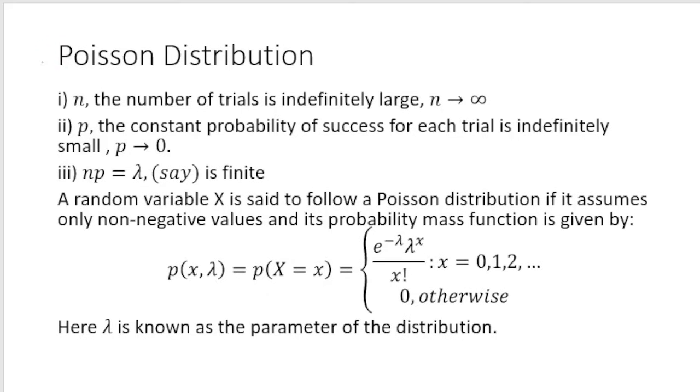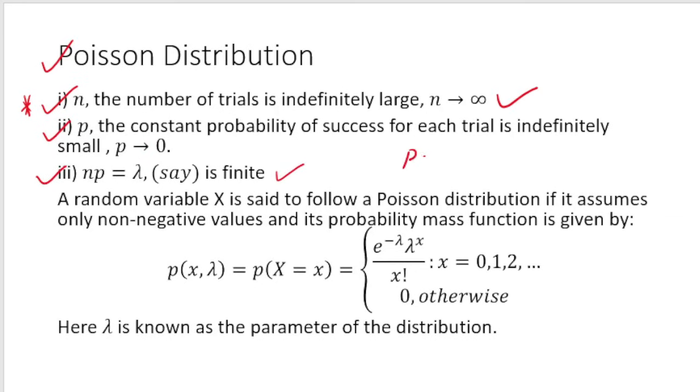Poisson distribution, again very important. Point number 1, Poisson distribution is a discrete probability distribution. All the probability distributions, binomial, negative binomial, Poisson and geometric, are discrete probability distributions. For Poisson distribution, the second point is that it is a limiting case of binomial distribution. Under what condition? When n, the number of trials, is indefinitely large. You have to keep this in mind. Sometimes they ask this. When p is very small, tends to 0, and np is equal to lambda, which is finite.